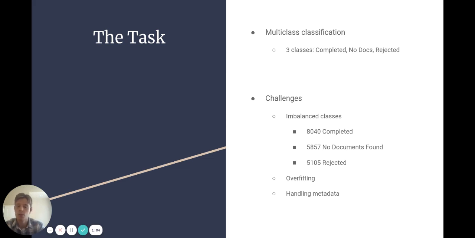There are some challenges associated with it, such as a mild class imbalance and also overfitting. We have millions of parameters for the more heavyweight models training on only thousands of requests. And finally, neural networks don't handle categorical data such as request agency as well in general, and more heavyweight models like LSTM and BERT can't accept metadata at all.